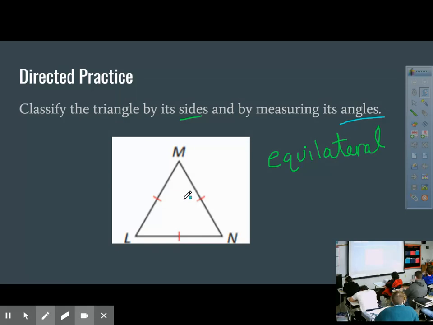Okay, do any of them look obtuse? Do any of them look like they're 90? So they're all smaller than 90, so what type is that? Acute, perfect. So you could call it equilateral acute.